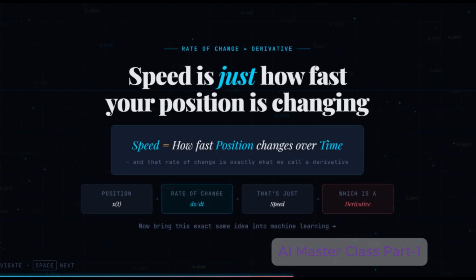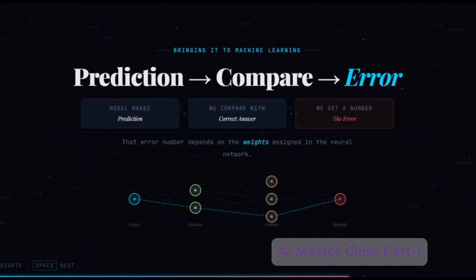And speed is nothing but how fast your position is changing. That rate of change is what we call derivative. Now bring that same idea into machine learning. During training, the model makes a prediction. We compare the prediction with the correct answer, and then we get a number that tells us how wrong the model was. That number is the error.